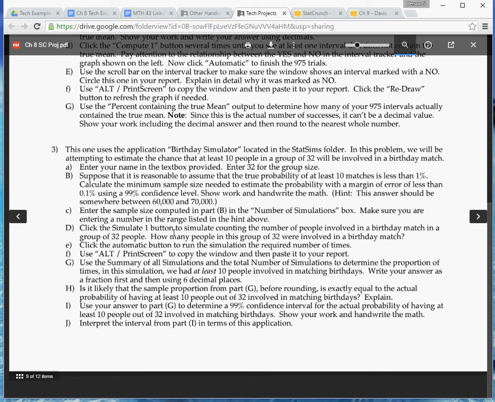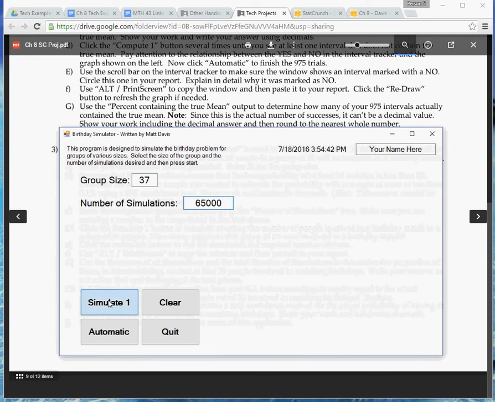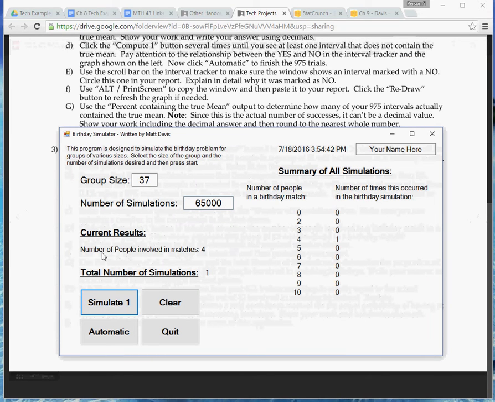Click the Simulate 1 button to simulate what's happening here, how many people were involved in a birthday match. So I'm going to click Simulate 1, and what it's saying is there were 4 people involved in a birthday match. There are two ways that could happen. It could be 4 people out of the 37 all had the same birthday, or it could be 2 people had a matching birthday and 2 other people had a different matching birthday, but 4 people in that group can say they matched somebody else. Let me do it again. There are 2 people that had the same birthday as each other. On the third time, nobody in the group had a matching birthday. So sometimes we get the match, sometimes not.